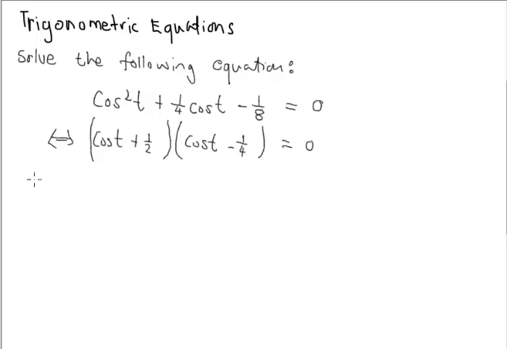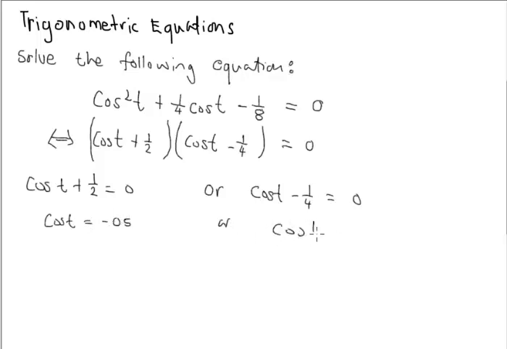So now I can say cos t plus half equals 0, or cos t minus 1/4 equals 0. That's the property of two factors multiplying to 0: one of them must be 0. Then finally, cos t equals minus 0.5, or cos t equals a quarter.